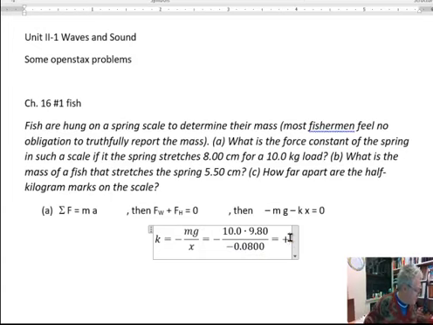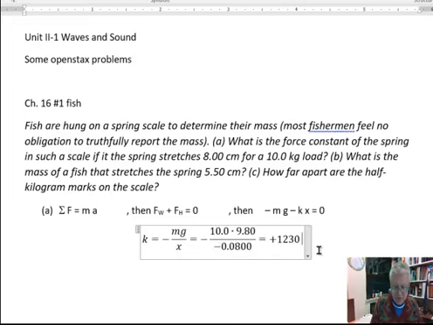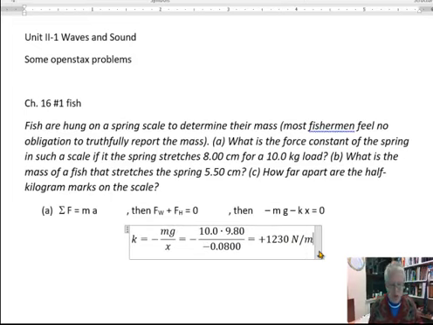The number I'm going to come up with is 1,230. And the units that I'm going to have here, this one here is mass times gravity, which is newtons. Divide by the meters here, and that's actually also how it's written. So this one is going to be newtons divided by meters, which is the unit for the spring constant.